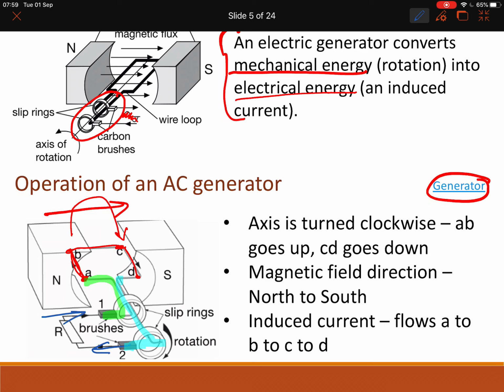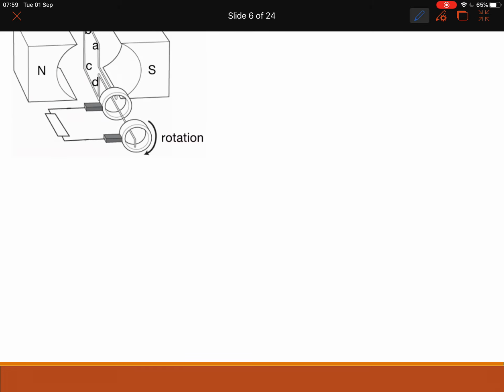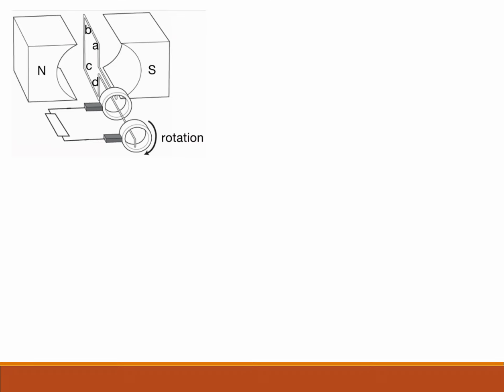Okay, so in the wire, it goes from A to B to C to D, and then it goes from 2 to 1. Okay, at this point, at this motion, it's now maximum magnetic flux, maximum current. If we now look at it turned once, when it gets to this position, there's no current. Okay, this is because the wire is actually moving for a brief moment parallel to the magnetic field.